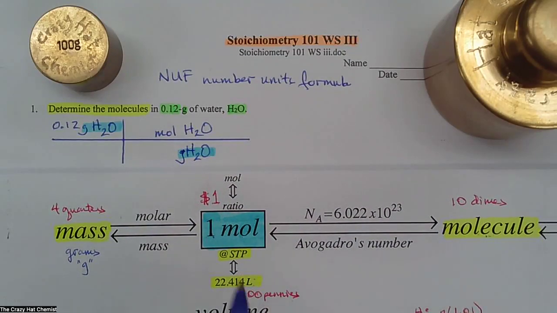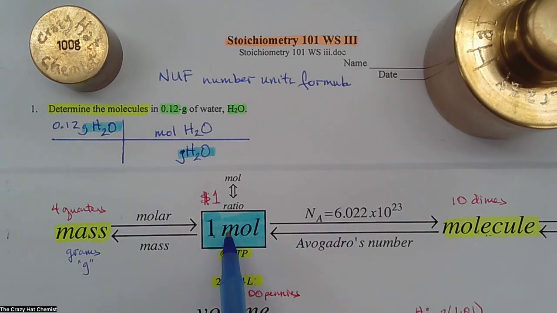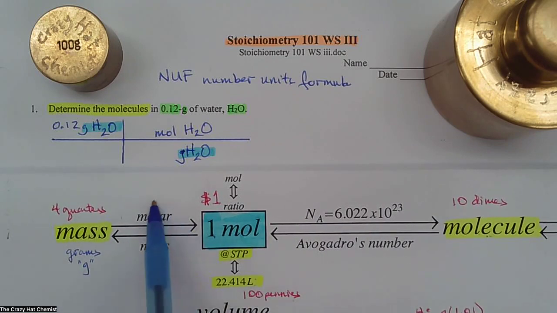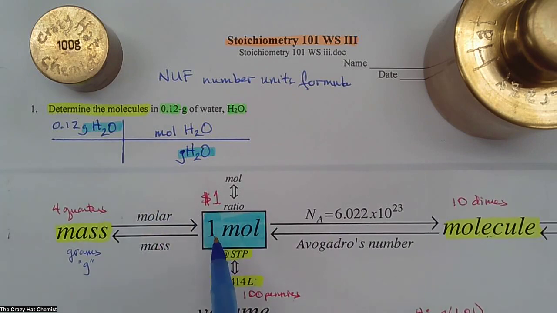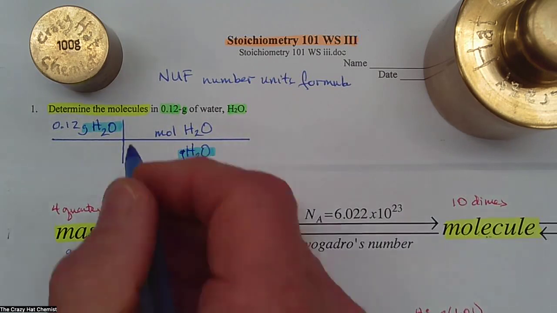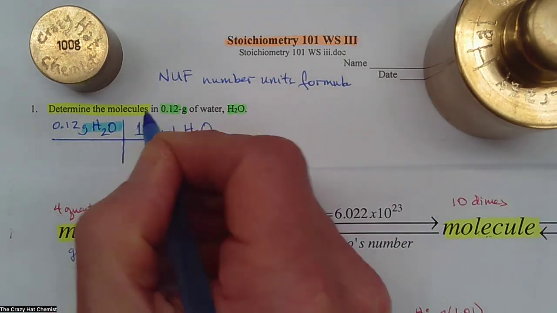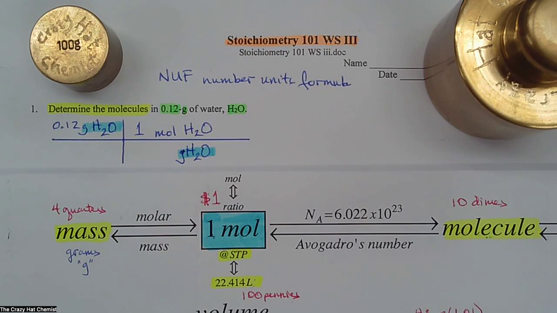And the flow chart says that going from mass to moles or from moles to mass, I'm going to be using the molar mass. All right. And what is the number in front of the mole? That is a 1. So I'm going to place a singular 1 right there in front of that.